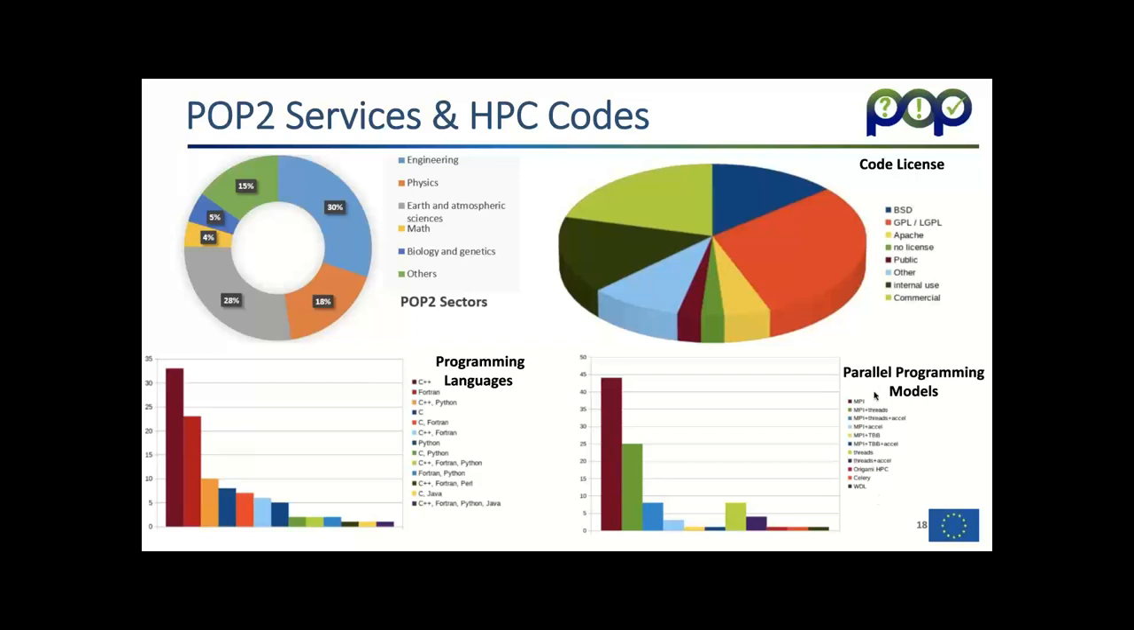In terms of programming models, most of our codes are still MPI or MPI with OpenMP. We're seeing more and more codes that use accelerators. And some codes also use newer programming models like Intel Threading Building Blocks and things like that.